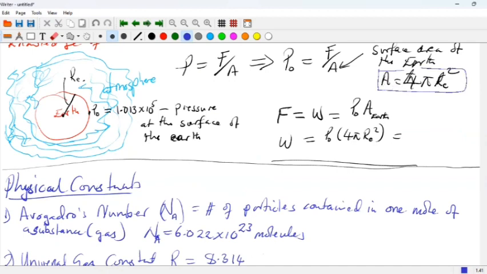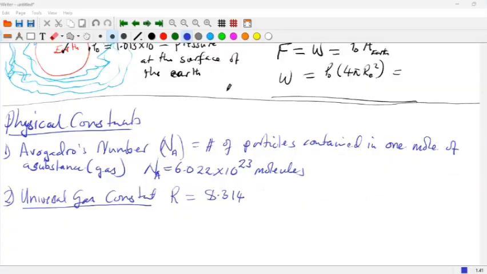When you have a ball, like a football, the surface area of the football is given because it's a sphere. The surface area of a sphere is 4 pi r squared.